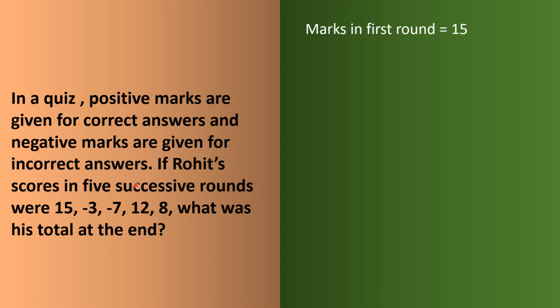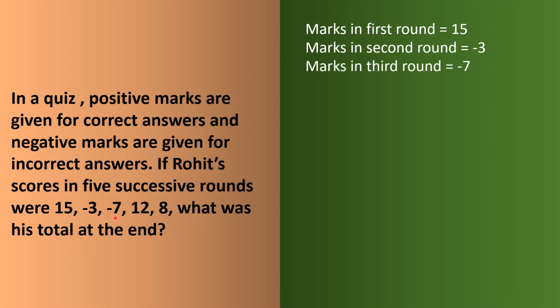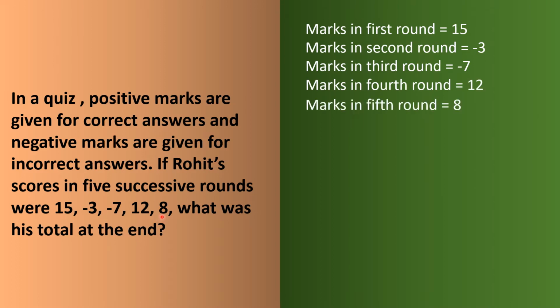Marks in first round: in first round he got 15 marks. In second round -3 marks. In third round -7 marks. In fourth round 12 marks, and in fifth round 8 marks. Now we need to find out total marks. So let us total all: 15 plus -3 plus -7 plus 12 plus 8. Because -3 and -7 are negative integers.